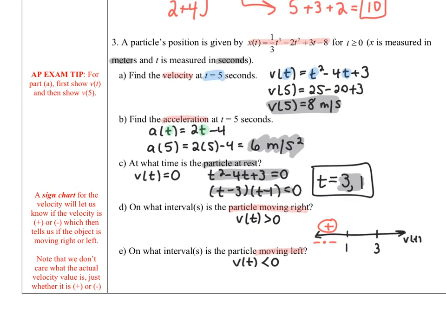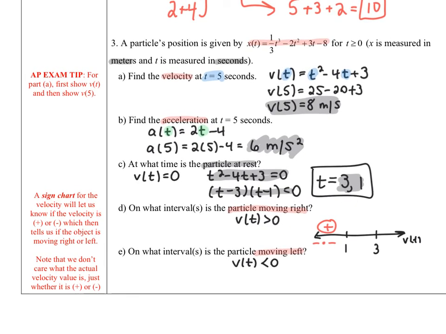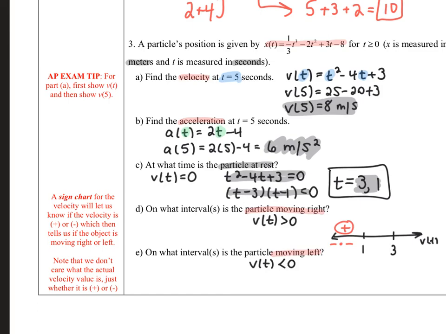I wrote a little note here on the side. We don't really need to know what the actual value of that velocity is. All we really care about is if it's positive or negative. So I didn't deal with the actual numbers, just the signs, just a little sign analysis. So I'm going to pick a number in between 1 and 3, like a 2, and I'm going to go to this factored form of the velocity equation. And when I put a 2 into this first factor and subtract 3, I get a negative. And when I take a 2 and I put it into this second factor and subtract 1, I get a positive. And when I multiply a negative times a positive, I get a negative result.